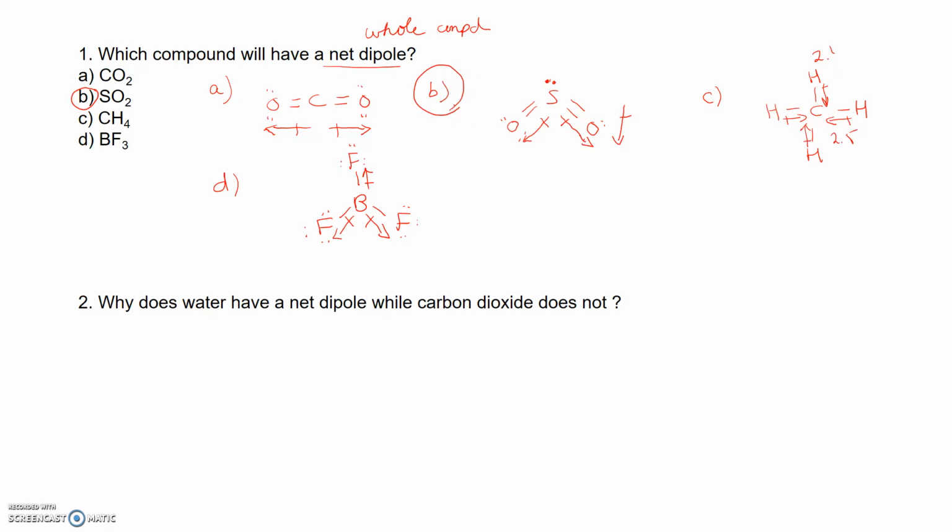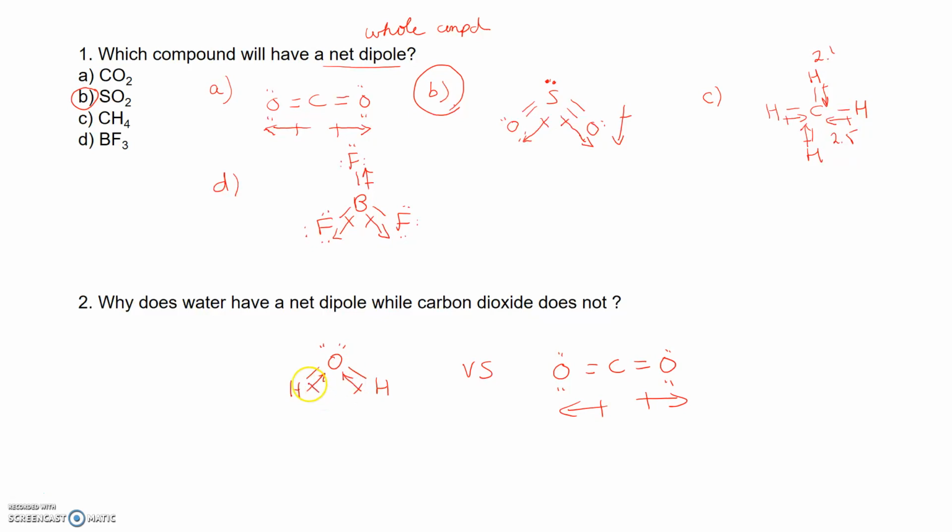Why does water have a net dipole while carbon dioxide does not? And this, again, you draw the Lewis structure. This is similar in the sense that sulfur has a lone pair on top in example 1. So again, you draw the Lewis structure. When you look at carbon dioxide, there's no net dipole because it's pulling equally in the opposite direction, okay?